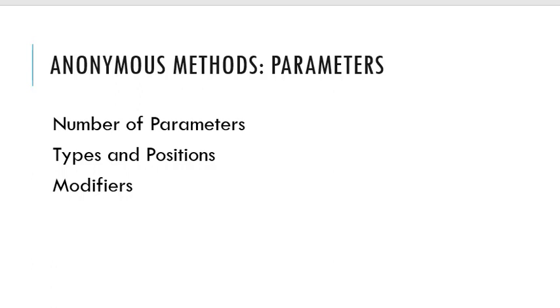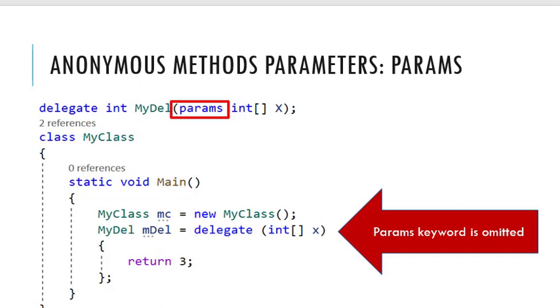Normally, the number of parameters, types, positions, and modifiers of the anonymous method must match with the delegate type. But there are two exceptions. The first exception is the params keyword. If it is used in the delegate type declaration, it must be omitted in the anonymous method declaration. If you remember, the params keyword is used to pass a variable number of parameters.